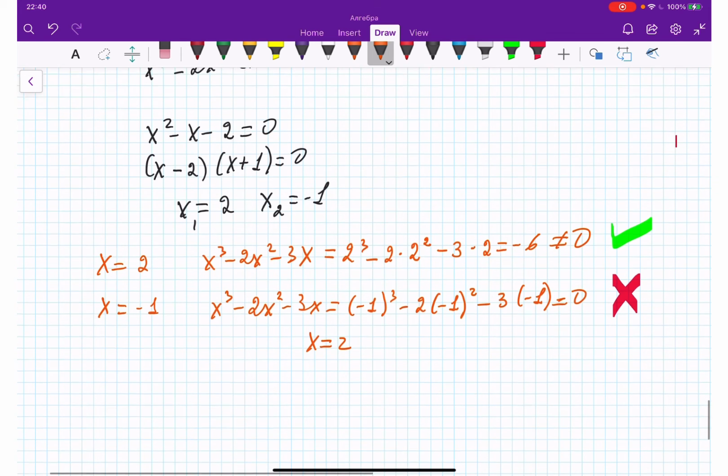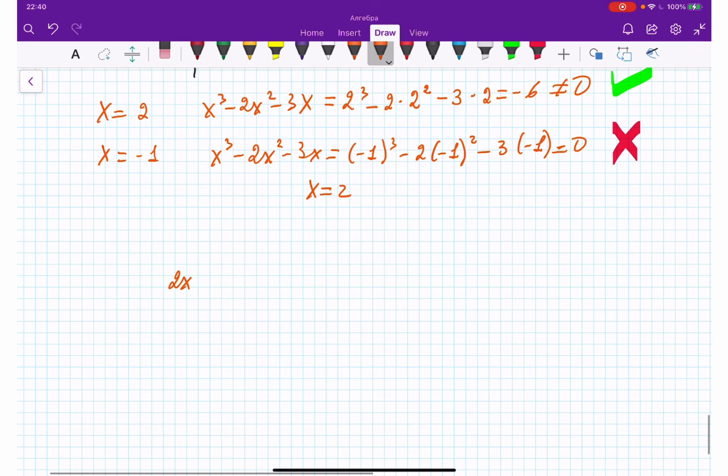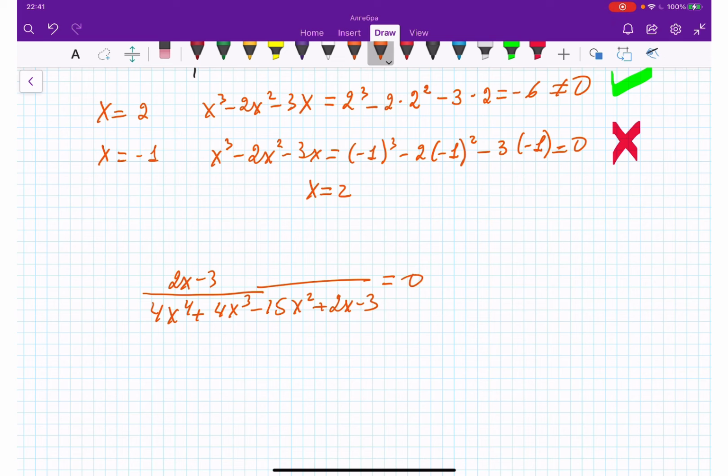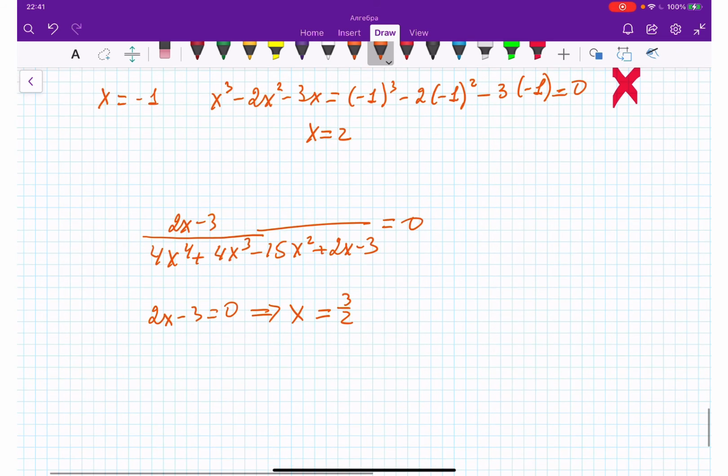Solving one more. It's going to be 2x minus 3 over 4x to the 4 plus 4x cubed minus 15x squared plus 2x minus 3, and this is equal to 0. All right, let's solve the numerator first. 2x minus 3 is equal to 0, and x is equal to 3 over 2, right? Hence, x is equal to 3 over 2.